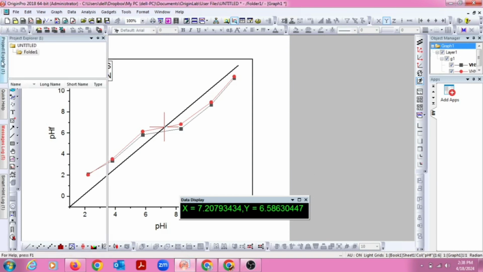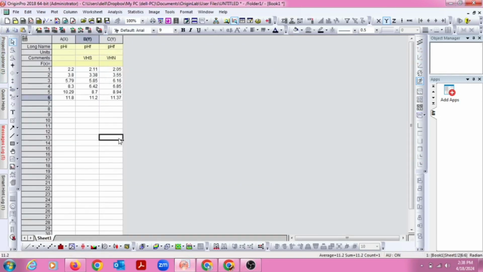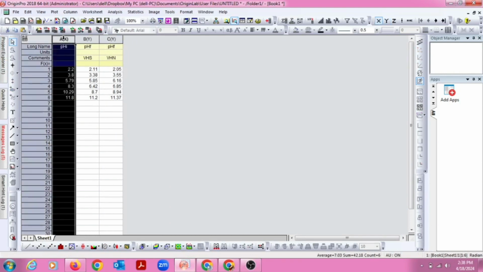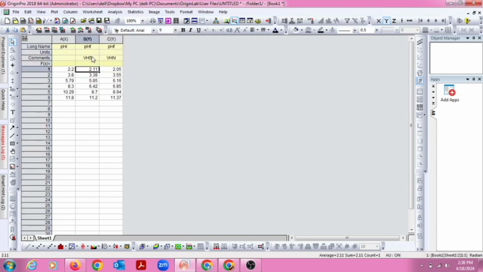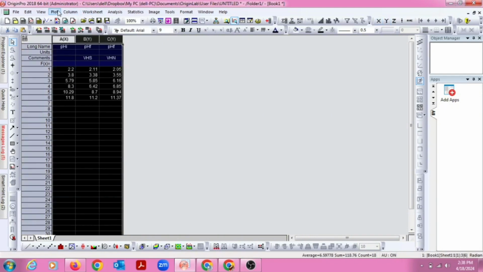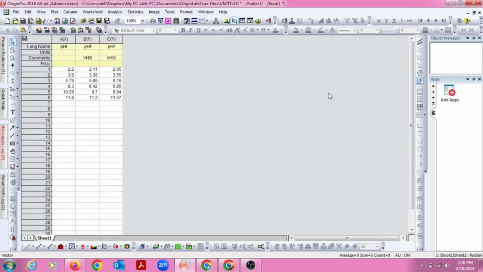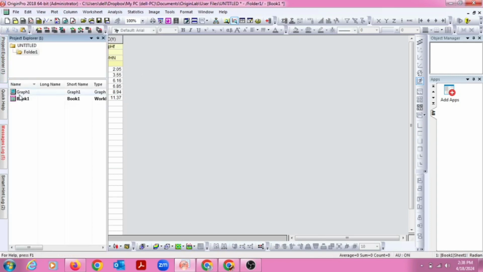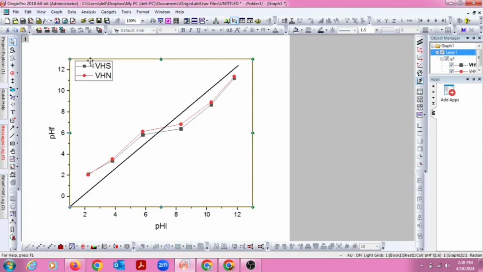So guys, we have plotted these points here, the ones we got from the laboratory. This was our initial value, and this is my final pH values for the sulfuric acid activated pozzolana, or the volcanic ash. What we have to do is choose the line plus symbol. I have already chosen it here. I've already made a box here.